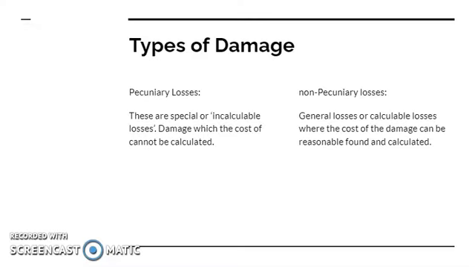There are two other extra things to look at. Firstly, the types of damage. There are two: pecuniary losses, which are special or incalculable losses which cannot be calculated, such as a broken arm or someone dying. However, non-pecuniary losses are losses which can be calculated.